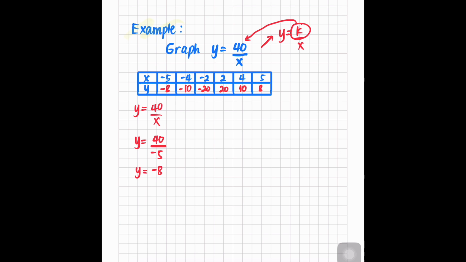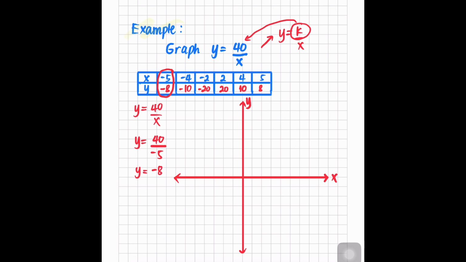So we have 6 pairs of points that we need to plot, with the x value and the y value. Now, let's proceed to graphing. We need to draw the Cartesian plane first. This is our Cartesian plane, this is the y-axis and the x-axis right there.